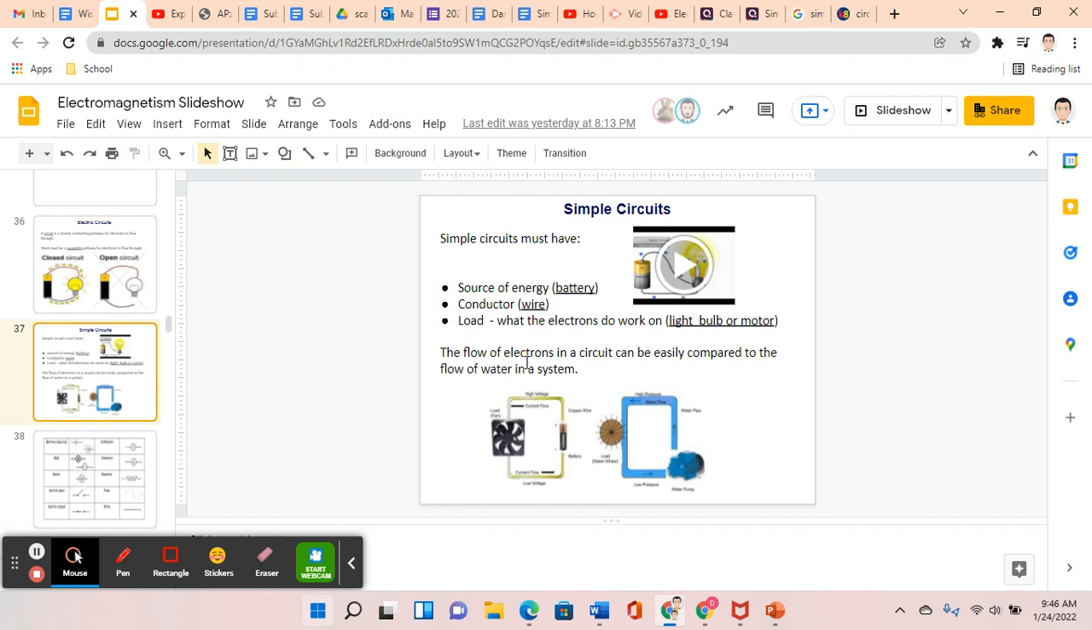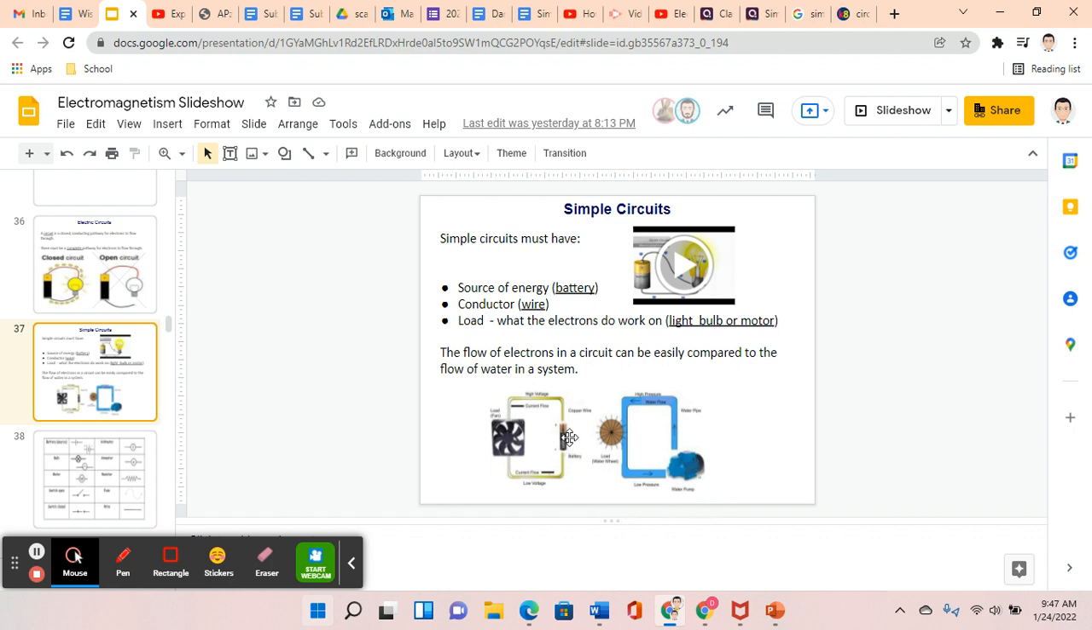The flow of electrons in a circuit can be compared to the flow of water in a system. So here we have a water pump, and the water pump is pushing water up on the right side, and that creates a high pressure zone. And the water that's going back into the pump is the lower pressure zone. So we have a little circuit where this water is flowing around, and as it's flowing around, it's turning this water wheel. It's doing work on something.